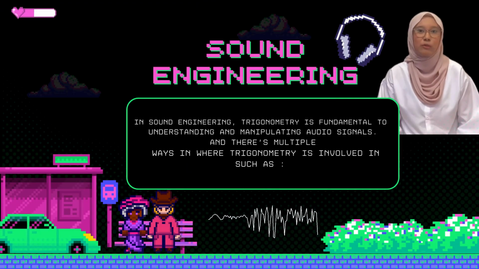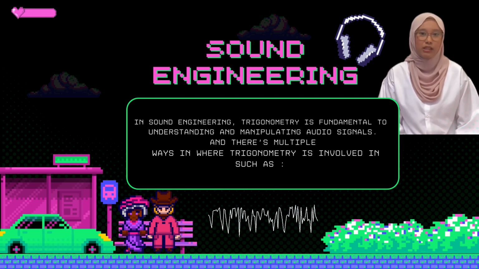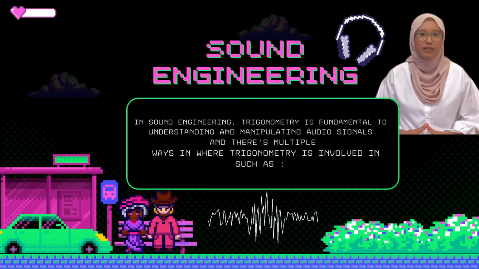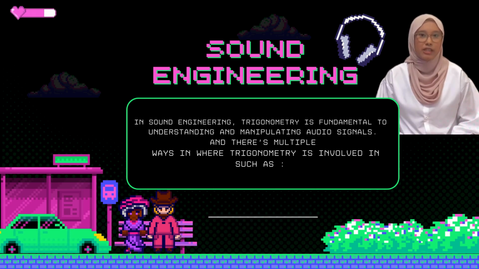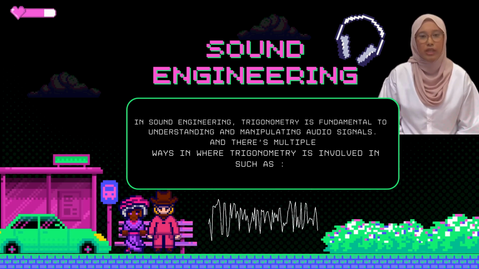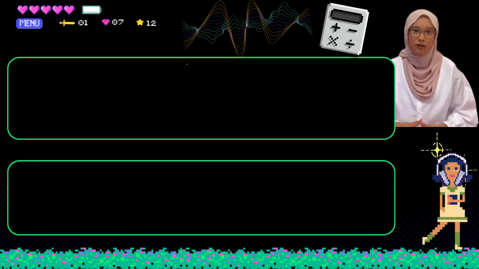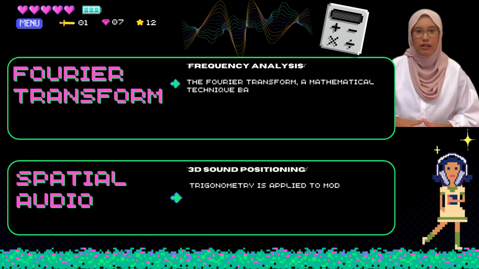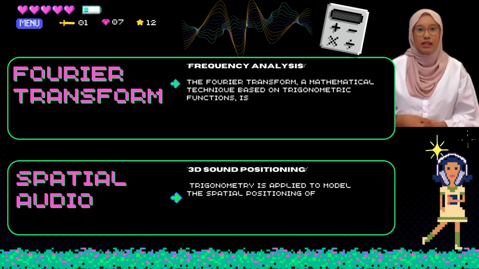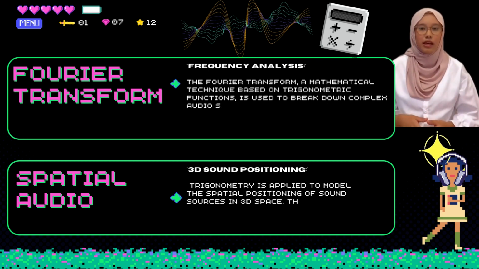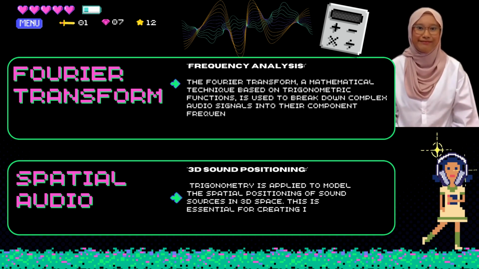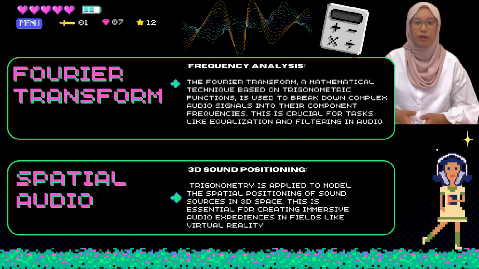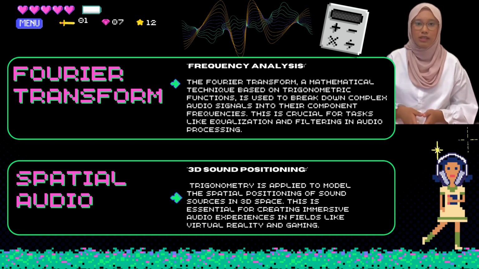Hi, I'm Balqis. Moving on to my point, an application of trigonometry in music theory is sound engineering. In sound engineering, trigonometry is fundamental to understanding and manipulating audio signals, such as the Fourier transform. The Fourier transform is used to break down complex audio signals into their component frequencies. This is crucial for tasks like equalization and filtering in audio processing. Secondly is spatial audio, where trigonometry is applied to model the spatial positioning of sound sources in 3D space.